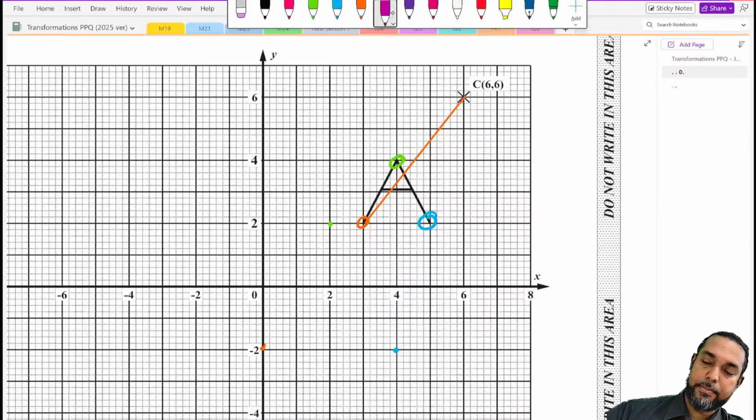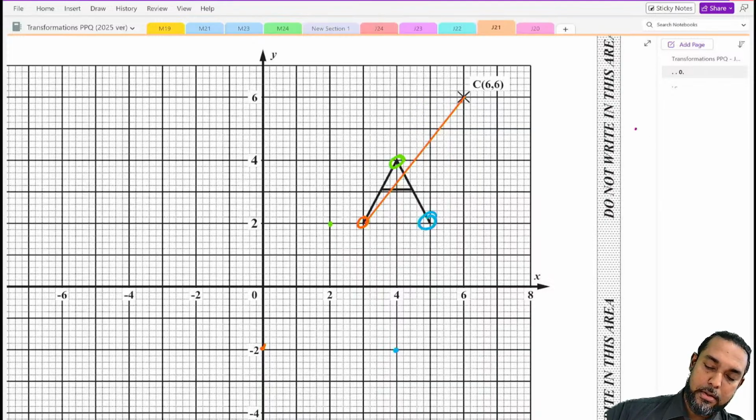So now let's connect them up. You're going to go here to here, here to here, and then this will actually be on the axis itself.